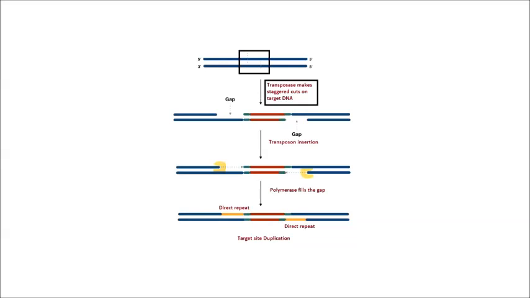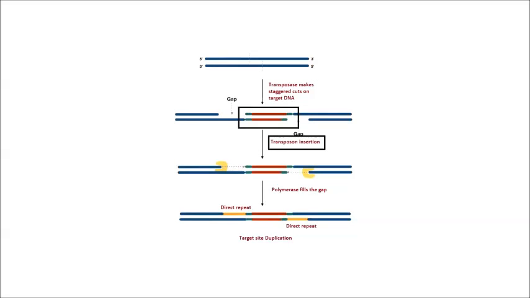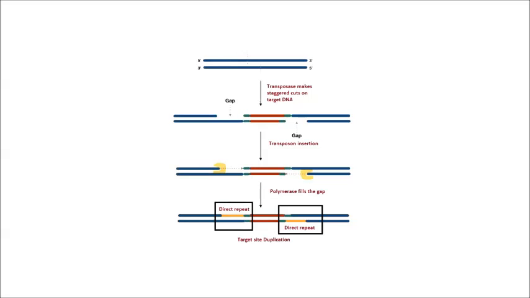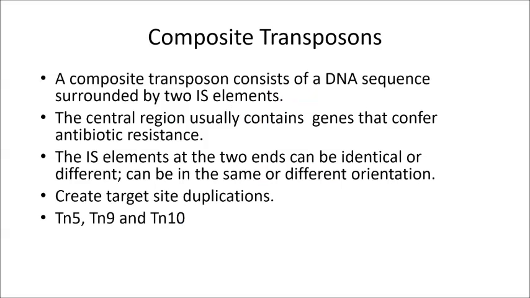Now let's see in detail how target site duplication actually occurs. If you look at this picture, you'll see that the transposase enzyme makes staggered cuts on the target DNA. And after these cuts are made, the transposon is transferred and inserted at the target site. Now this leaves a gap on both sides, which is later filled by polymerase enzyme. And this results in the formation of direct repeats on both sides of the transposon, resulting in target site duplication. Now next we'll talk about composite transposons.